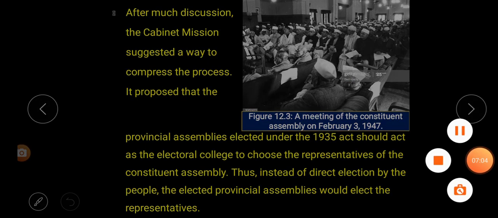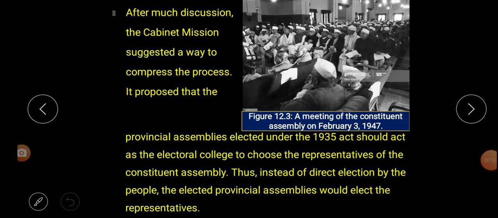So in this paragraph we learn that after much discussion, the cabinet mission suggested a way to begin the process of making the constitution. They also proposed that the provincial assemblies elected under the 1935 Act should act as an electoral college to choose the representatives of the Constituent Assembly. Next, what happened? Because of that, instead of direct election by the people, the representatives were elected by the provincial assemblies.